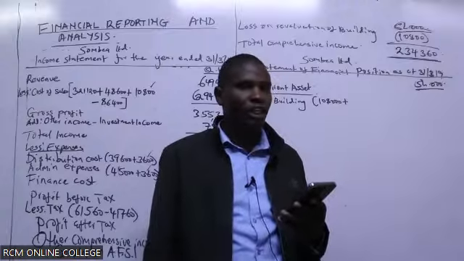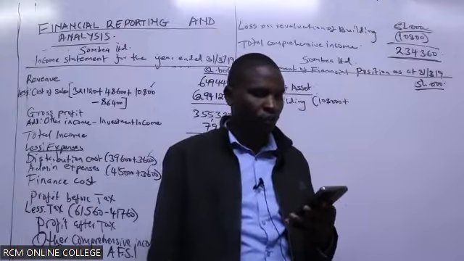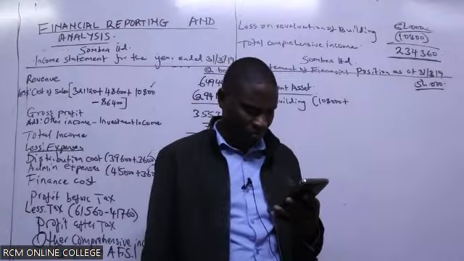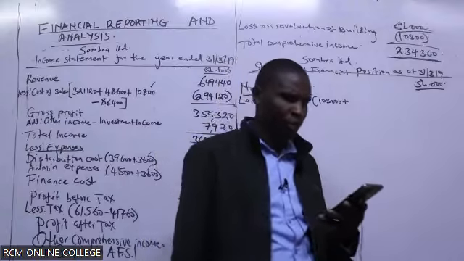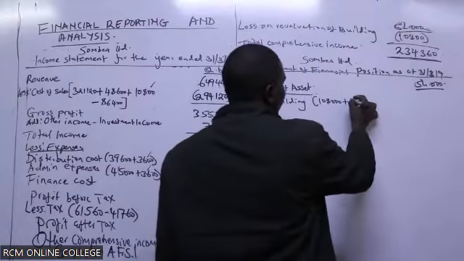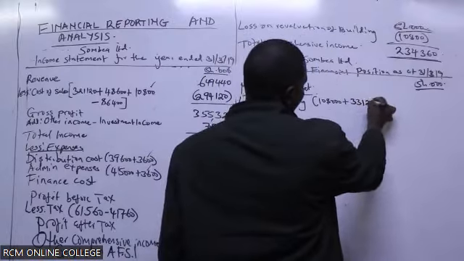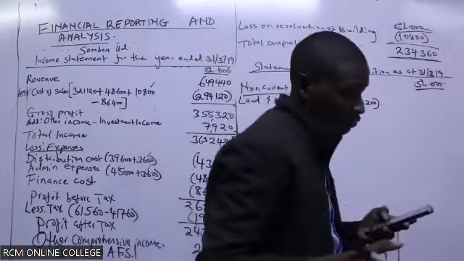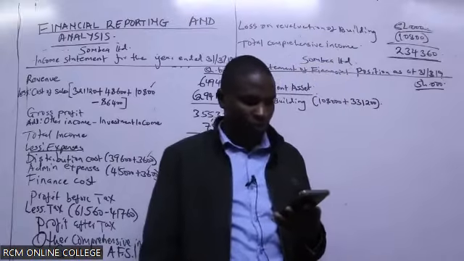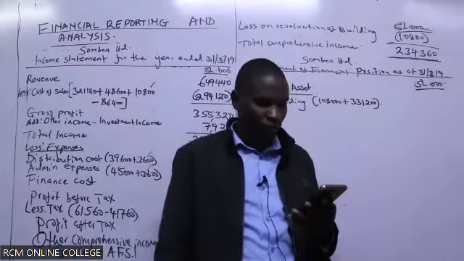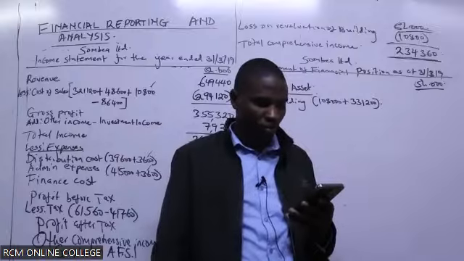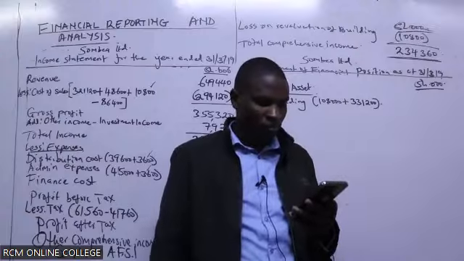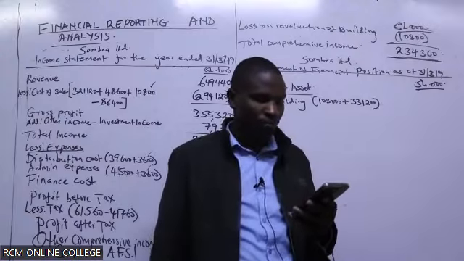Check the additional information. Ni plant kweli ama ilikuwa building? It was building. 331,200. Asante. And then give me the total there. So before we go to the plant, give me the total.